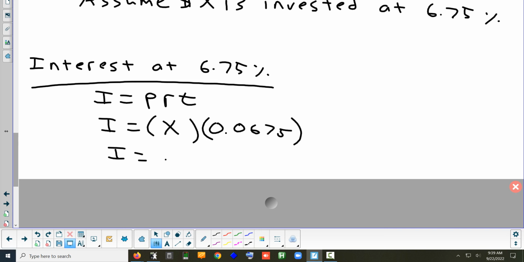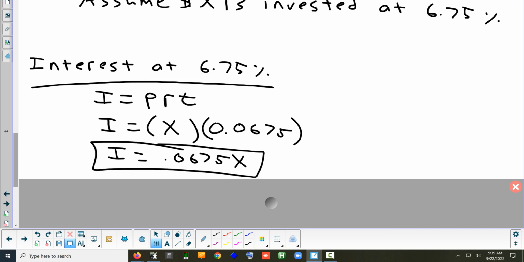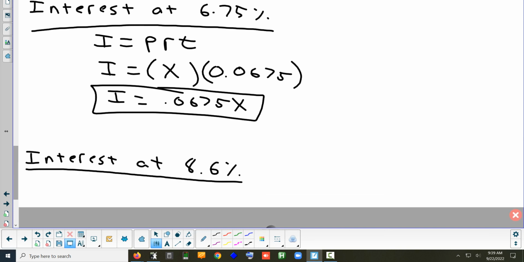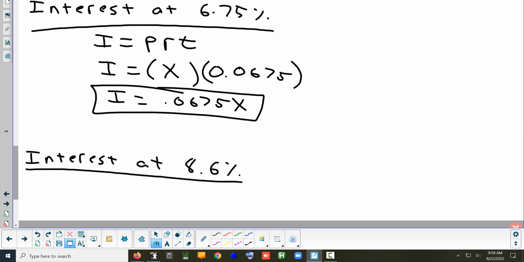Interest equals, let's write it how we normally would. We would put the number in front of the letter. So that's the first account. Now let's do the second account.